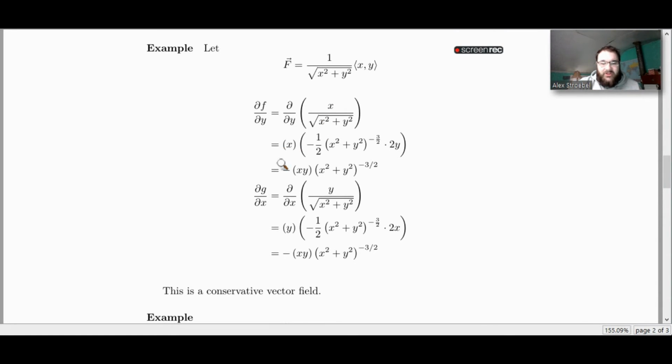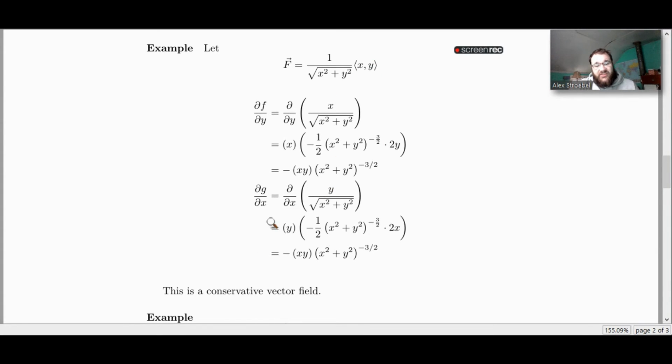with, so I pulled the x out because we're treating that as a constant. This is x squared plus y squared to the negative 1/2. So I pull the negative 1/2 out, I subtract 1, I get negative 3/2. Then times the derivative of the inside, which is 2y. Rearrange all this, the 2 times 1/2 is 1. Pull the negative out, we get negative xy times that.